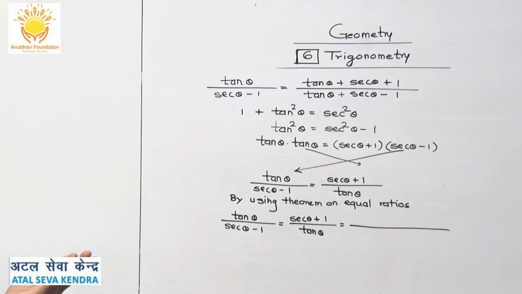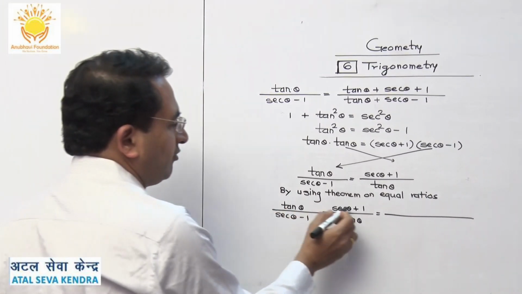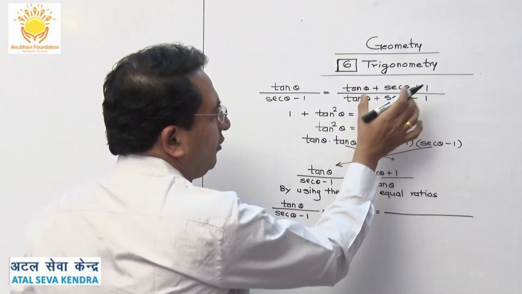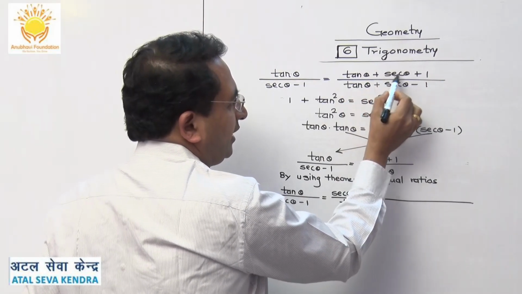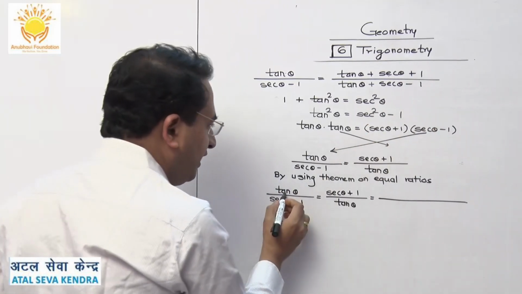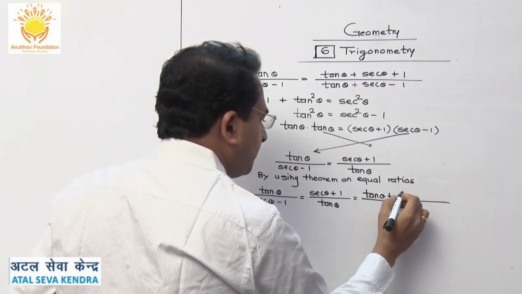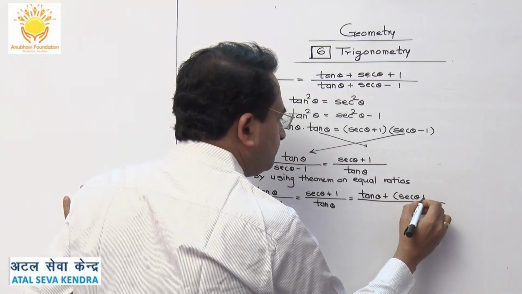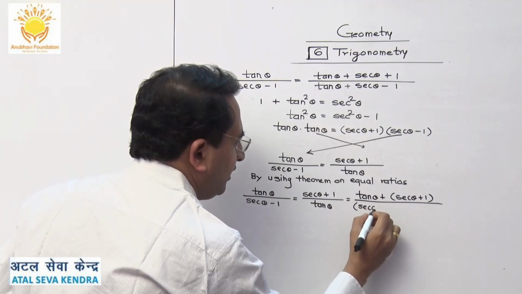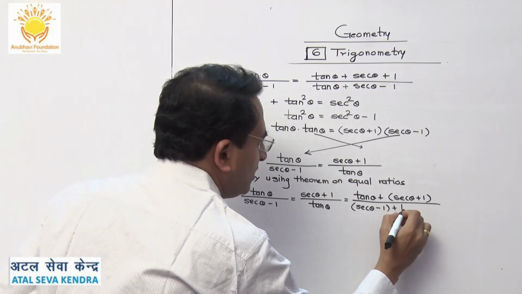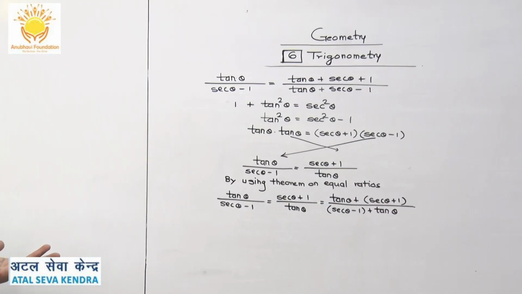Now the third ratio can be formed by using addition or subtraction of the two numerators and the two denominators. What we want is, tan theta plus sec theta plus 1, which we will get by adding. So we write tan theta plus sec theta plus 1, and here we write sec theta minus 1 plus tan theta. Are you getting it? This is what we have done.